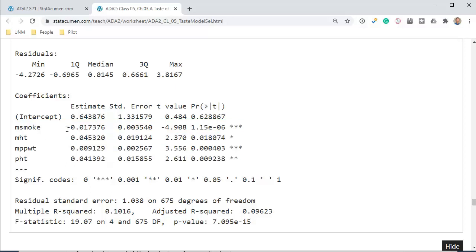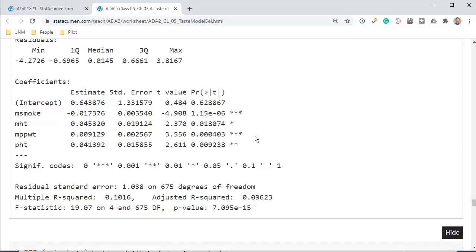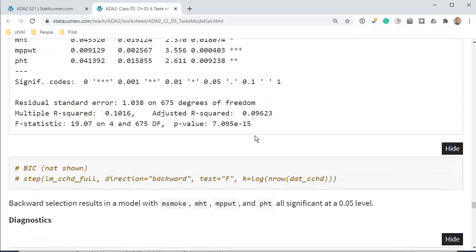Looks like as mothers smoke more, the child weighs less, and then the other 3 are positively related. So as the mother's taller and the father's taller, the baby's heavier, and if the mother has a heavier pre-pregnancy weight, the child's also heavier. So all those make sense with what I understand about the world.